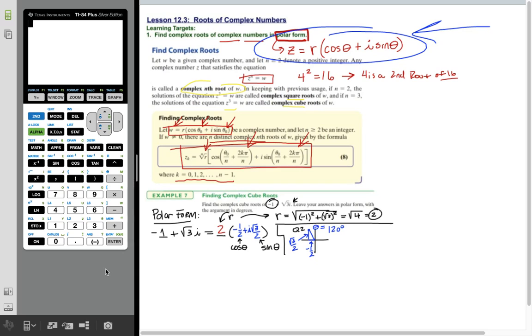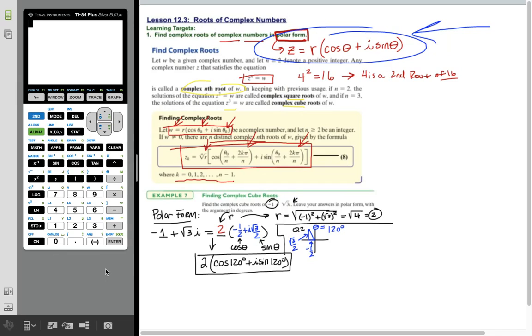All right, so now we have the polar form of our number, and it's going to look just like this: 2 times the cosine of 120 degrees plus i times the sine of 120 degrees. Great. So that's the first thing we do.